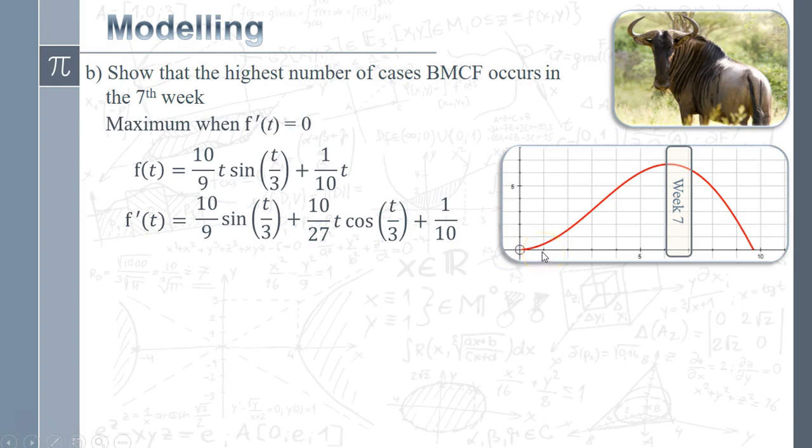So week 2 is going between t equals 1 and t equals 2. That means week 7 is going from t equals 6 to t equals 7. And what we've got to do is prove that the maximum is occurring in there.